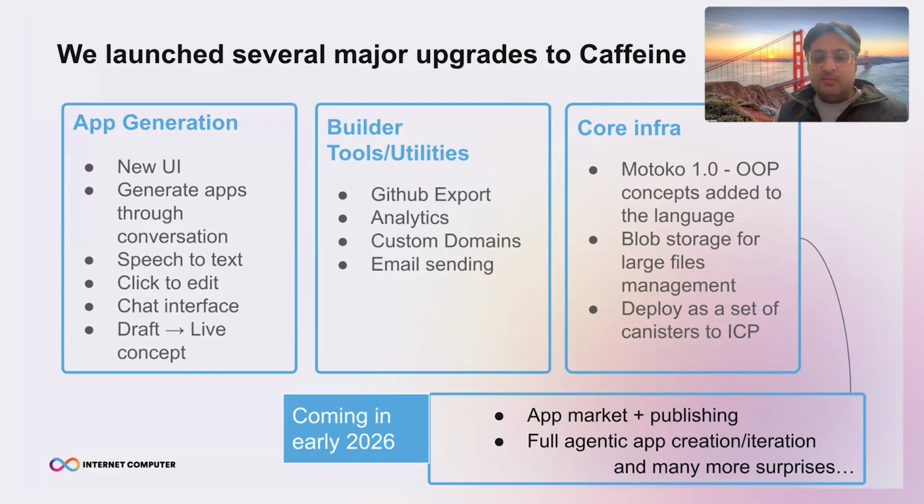This is not all. I think there's a lot more interesting things that are coming in early 2026. So one of the major things that we're working on is app market and publishing. This should really start an economy for people who are building these app market templates that they can then in turn monetize. It would do basically two things. One, if you are a builder, you can create these templates, and if someone else uses it, you make money. Simultaneously, it also makes it super easy for us to enable anyone and everyone to onboard on Caffeine.